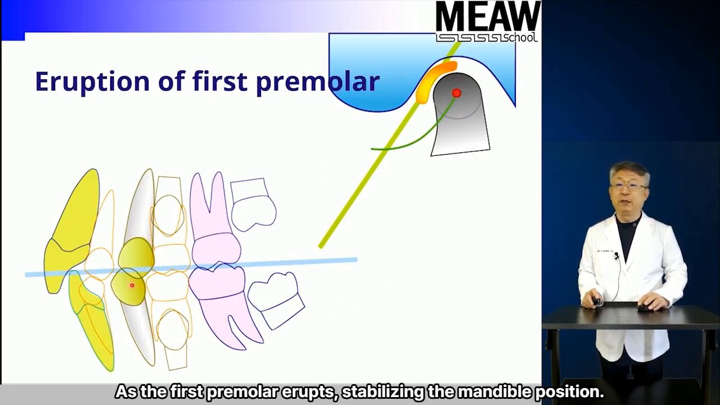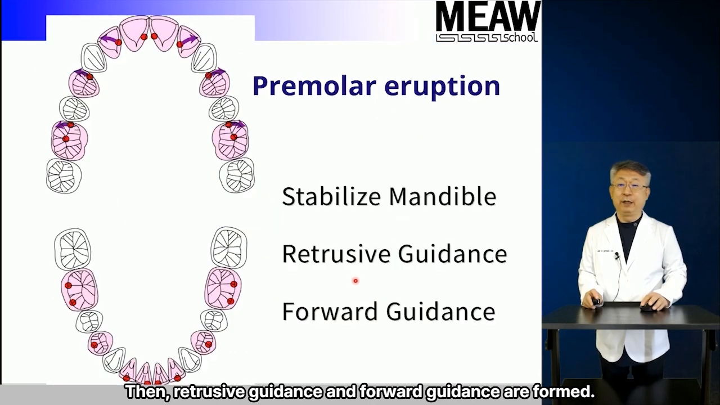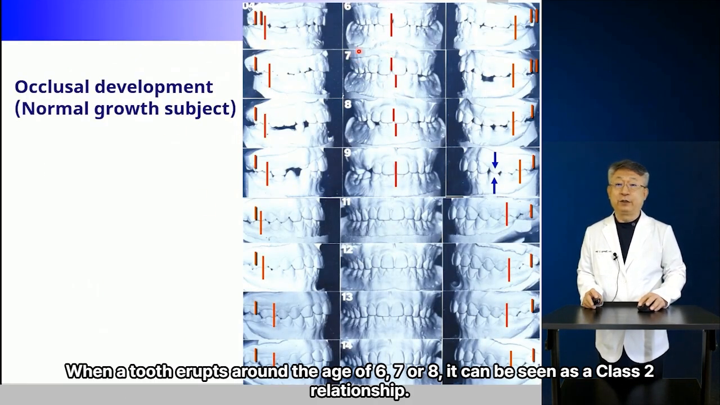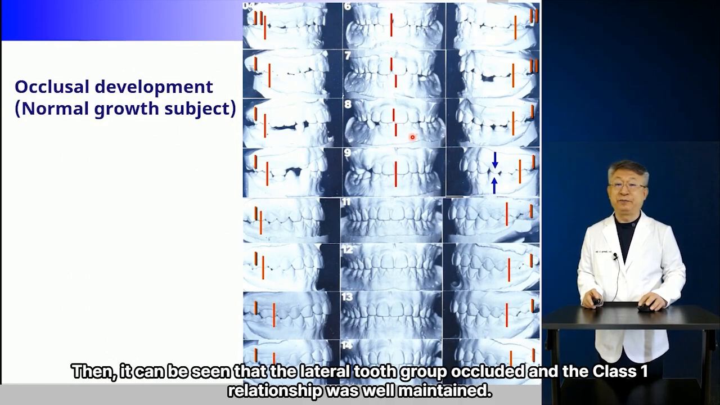As the first premolar erupts, it stabilizes the mandible position. Then, retrusive guidance and forward guidance are formed. Let's look at the occlusal relationship in normal growth. When a tooth erupts around the age of 6, 7, or 8, it can be seen as a class 2 relationship. Then, it can be seen that the lateral tooth group occludes and the class 1 relationship is well maintained.